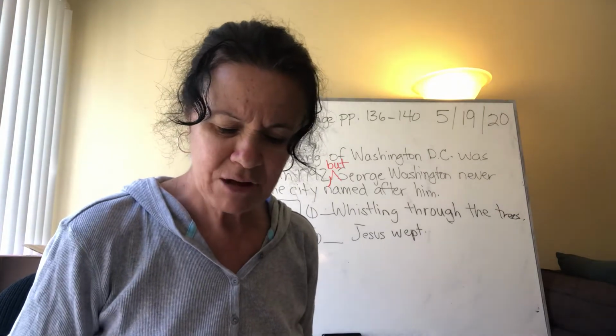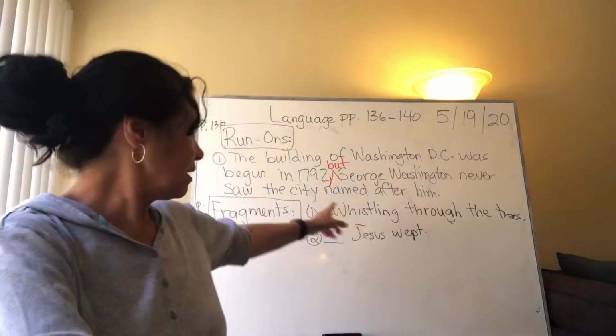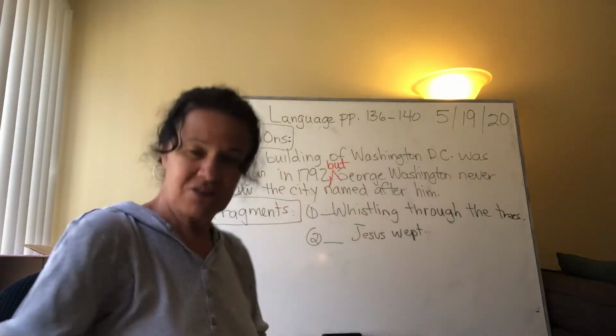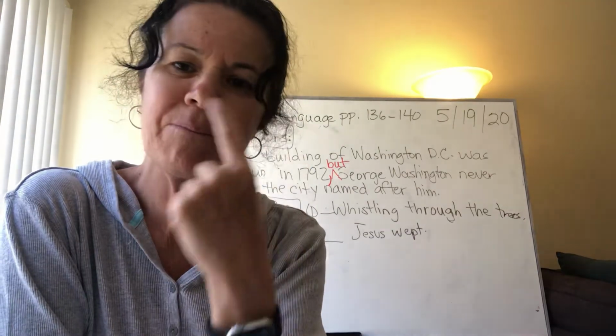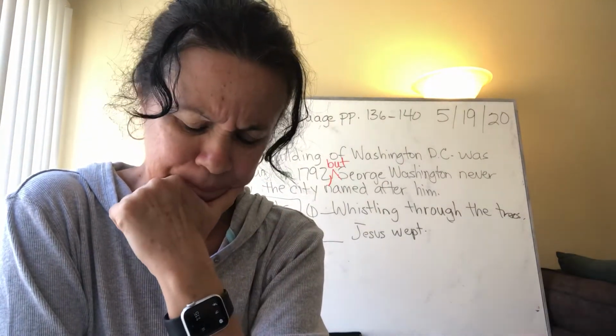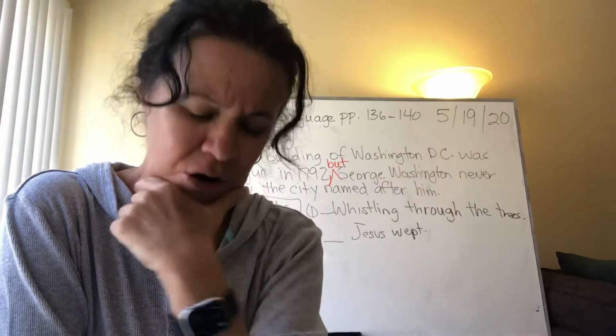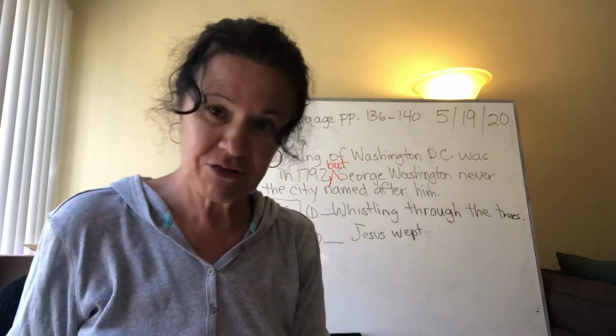Okay, and so each and every one of those you're going to need to put a caret, a comma. The caret is the insertion, a comma, and the correct conjunction, whether it be but, and, or, for, nor, or yet. All right? All right, so that's how you do page 136.